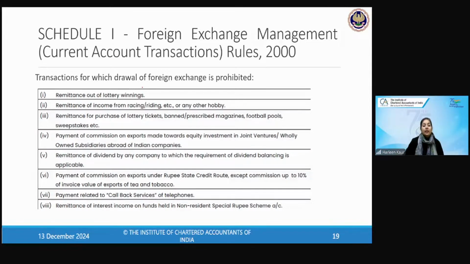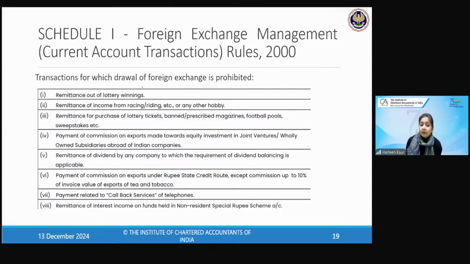Yes. So any remittances that you're making out of lottery winnings are strictly prohibited. You cannot use the foreign exchange for sending out the money won from lotteries. Now, sometimes you have participated in some racing or horse riding or any other activities. That money is also strictly prohibited. You cannot take that money from India to any other outside country.